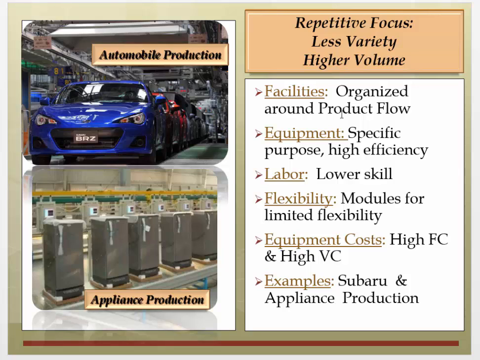And then equipment costs are of course very high, and variable costs are pretty high too, but not maybe as high as they would be in the job shop. And then some examples: Subaru or appliances, Harley Davidson motorcycles, some of those.